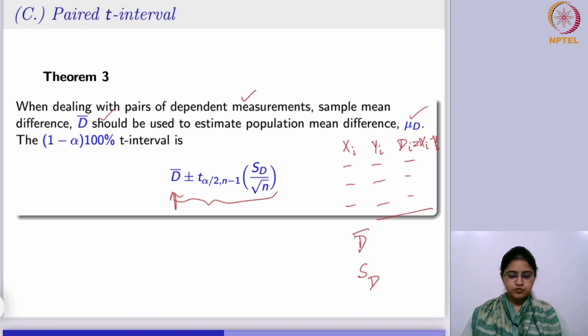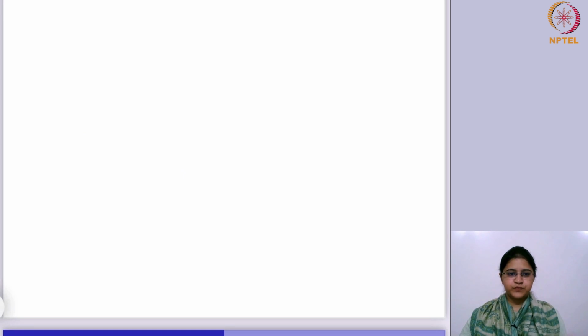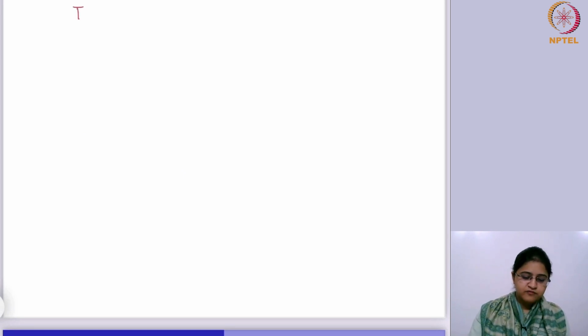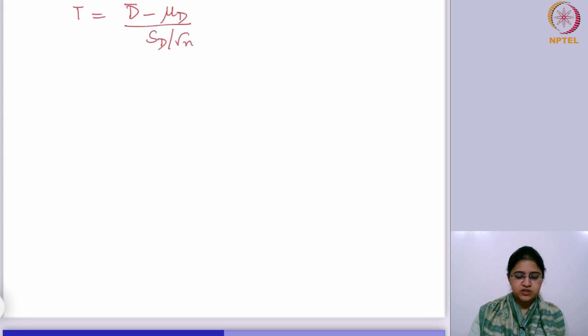So let us see the proof for this. We know that if you have (D bar minus mu D) divided by (SD over root n), this follows a T distribution with n minus 1 degrees of freedom.